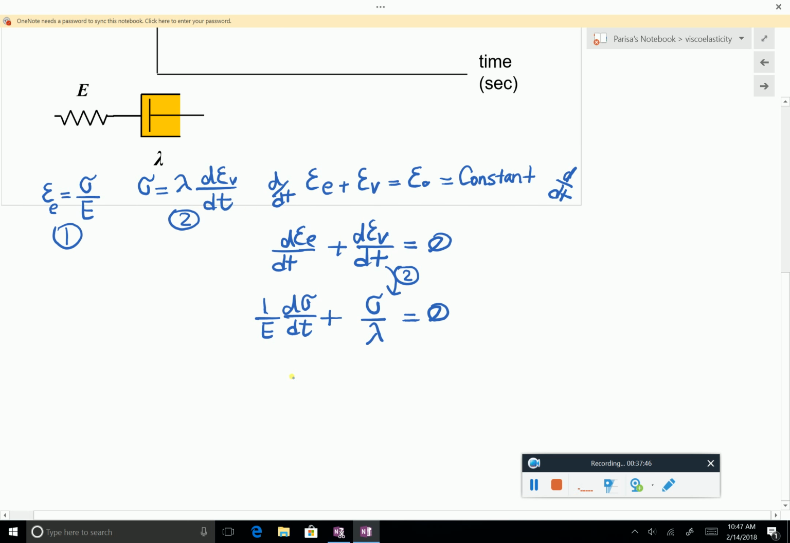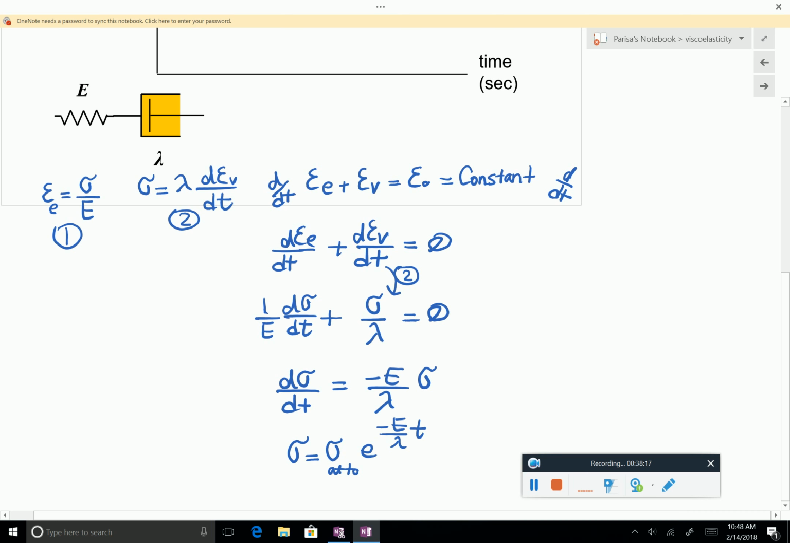So then d sigma over dt, which we are interested in, is, I'm just bringing E to the other side and sigma. I'll explain it one more time. So sigma would be sigma at t0 times e.